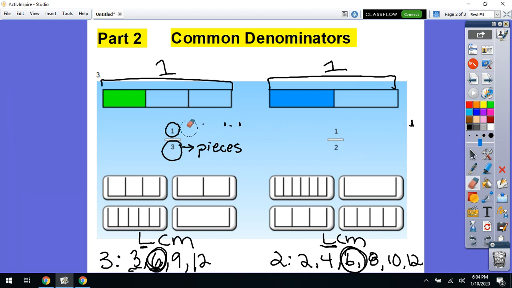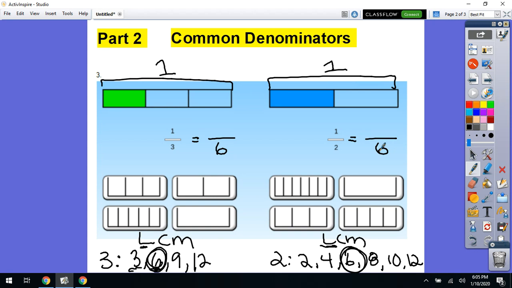Okay, so we need to cut them both into 6 pieces. Can I put equals something over 6? Right, because we want it to become 6, so let's do that on both fractions. Okay, something over 6. Let's start on the left side there.